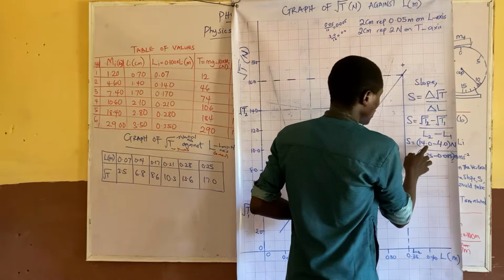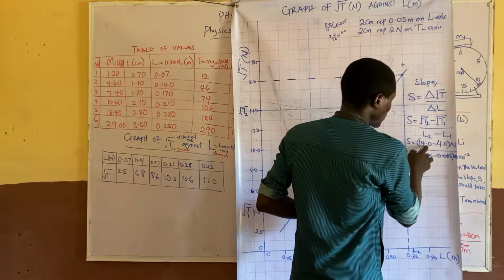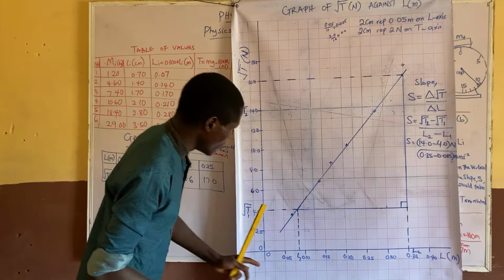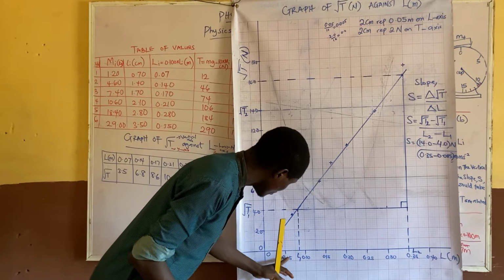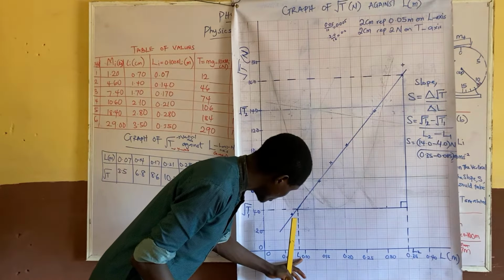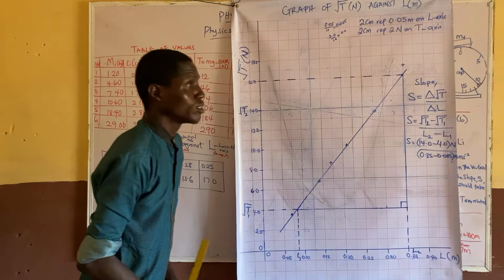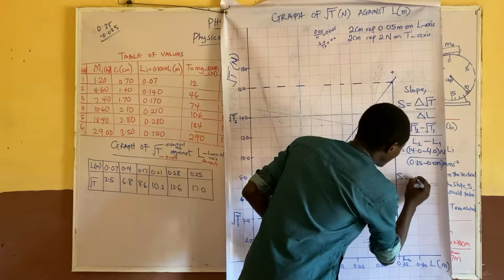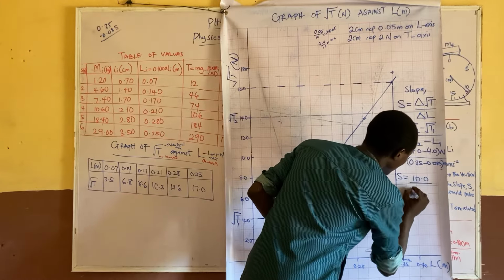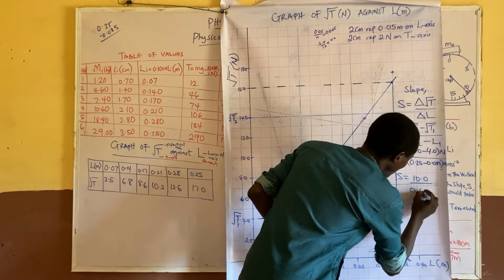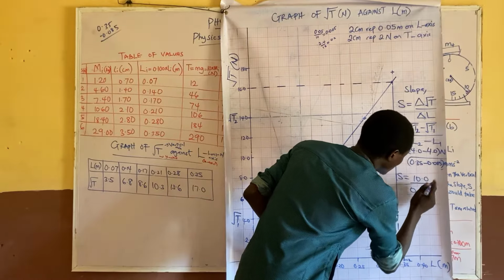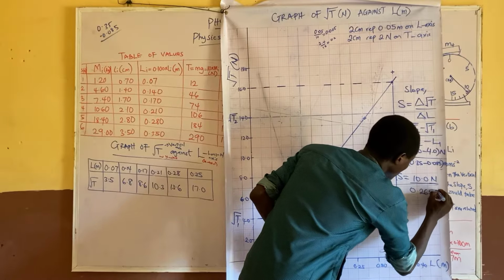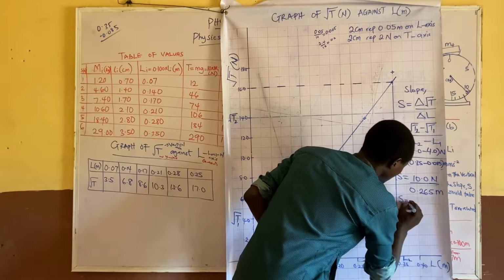So this is 14.0 minus 4.0, all over 0.35 minus 0.085. So we get 10.0 all over 0.35 minus 0.085. Now, if you press this on the calculator, what do you have? 10.0 all over 0.265. Don't forget this is Newton, and this is meter.